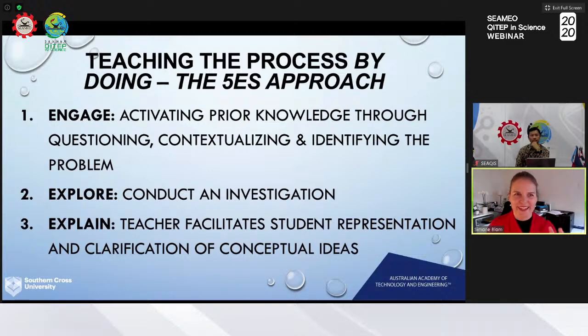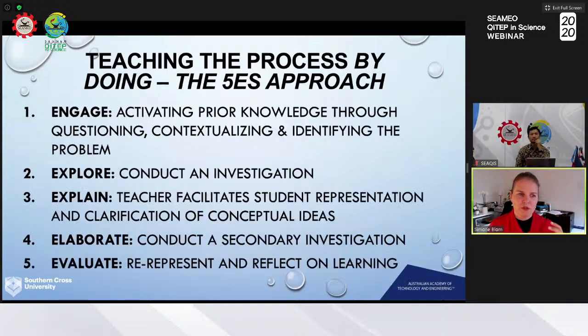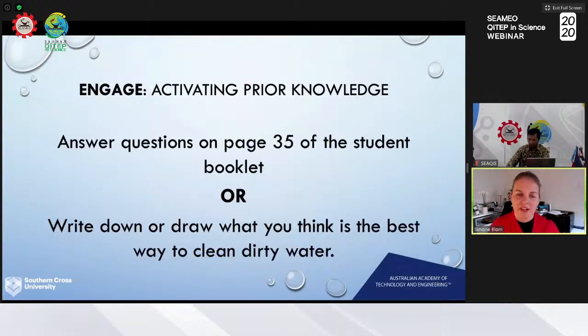Now you'll notice there's only three E's there. You can do a three E cycle, but the research really advocates for doing five E's, where you've got an elaborate and evaluate phase. So an elaborate, where you conduct another investigation, and the Water in the 21st Century module has three investigations per topic. So you've got opportunity to really engage in some deeper learning. And the evaluate is where you re-represent and reflect on the learning process. So for example, if we were going to go to unit four, you could go to page 35 of the student booklet and look at those questions.